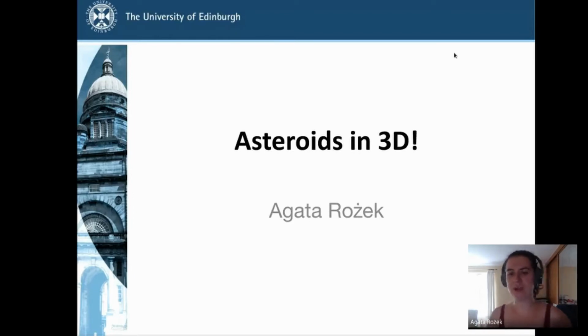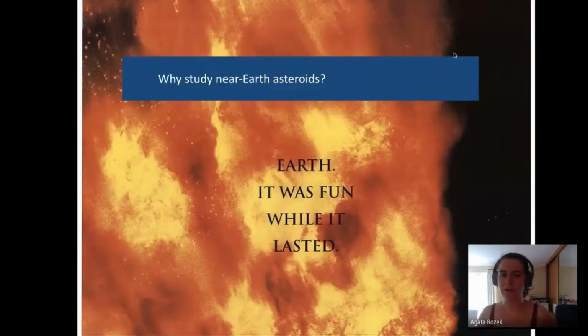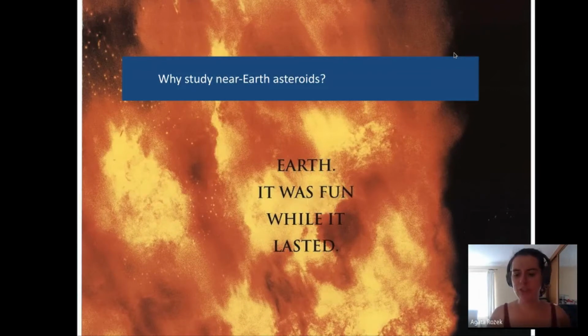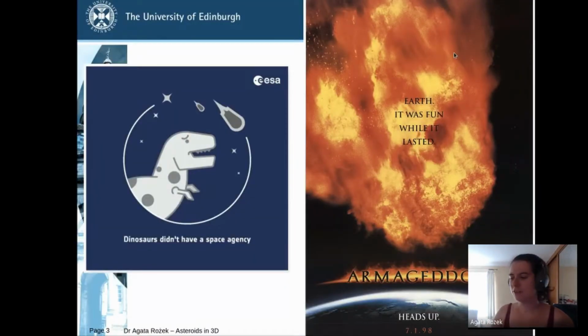So I'm going to be talking about asteroids in 3D. And let's begin by talking about why we study near-Earth asteroids and what we can learn from their morphology. What you see on the screen here is a fragment of a poster from the movie Armageddon, which apparently is a really bad movie. I don't really know because I didn't see it. I just use it because I like the picture. But this is what can happen if people ignore near-Earth asteroids too much. And this is what happened, unfortunately, to the dinosaurs.